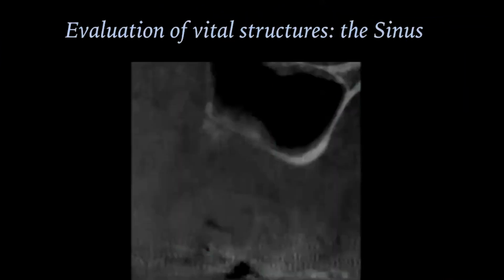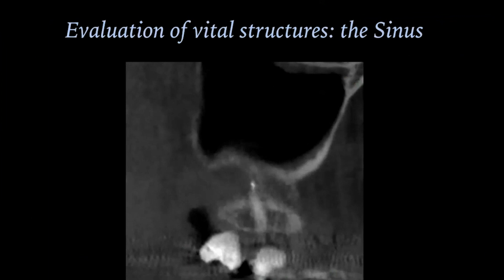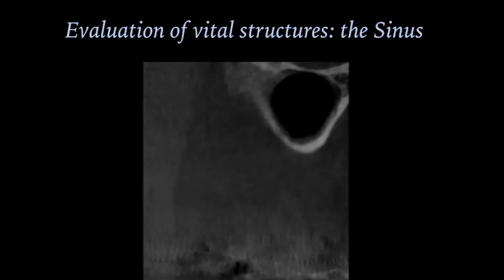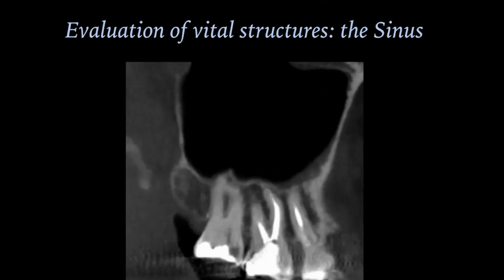Another helpful aspect of CBCTs is that we're able to evaluate the vital structures far more closely and see how they are in relation to the teeth. So for example, we can see the sinus and understand a lot more aspects of the sinus as we scroll through in a CBCT.